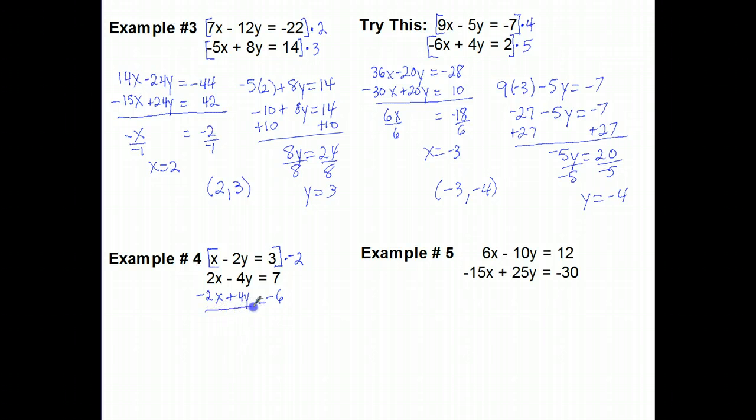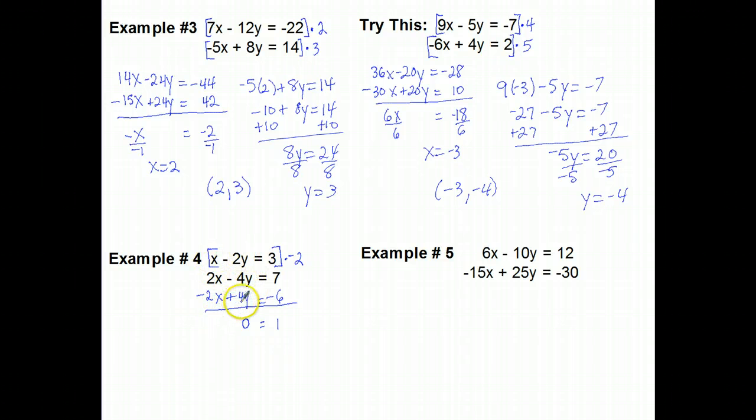So our plan was to eliminate the y's. Now look what happens. 2x and negative 2x, that's 0x, so it zeroes out. I don't write anything. Negative 4y and positive 4y, that zeroes out. 0 plus 0 is 0. And then on this side I get 1. So I tried to eliminate the y's, but I eliminated the x's at the same time.